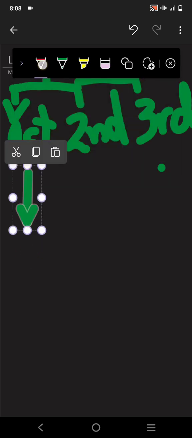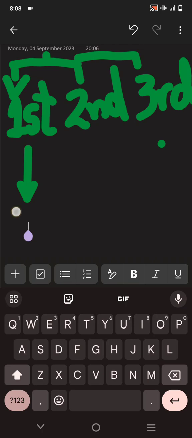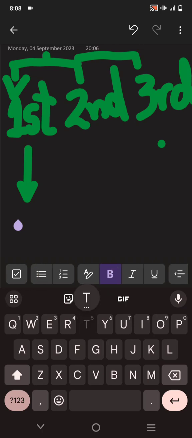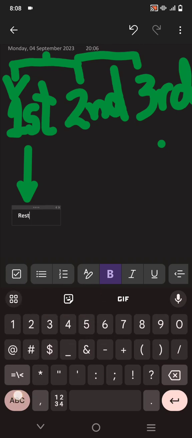I'll write down what the first law is. Newton told that if a body is at rest, it would remain at rest. Now let's discuss what that means.